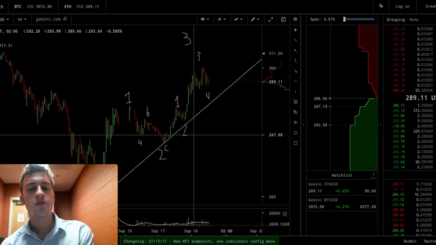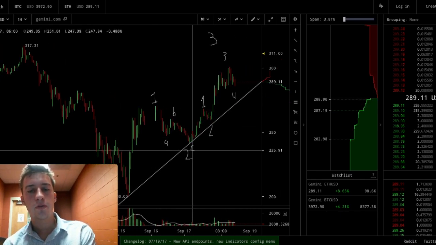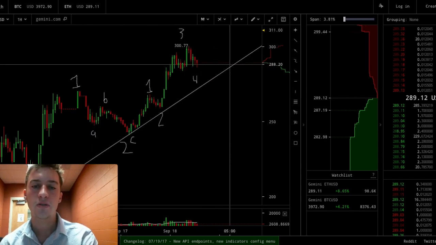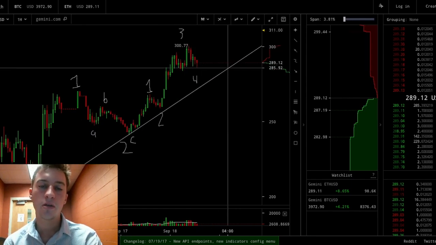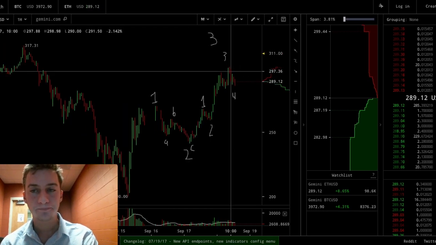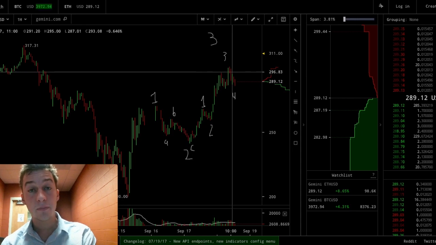And you can also use this tool for, if this is a 1, 2, 3, and then you have a 4, you'd expect that wave 4 would probably touch this trend line and then bounce off of it. So that's just another thing you can use when you're talking about Elliot Wave Theory. So yeah, that's going to be it.